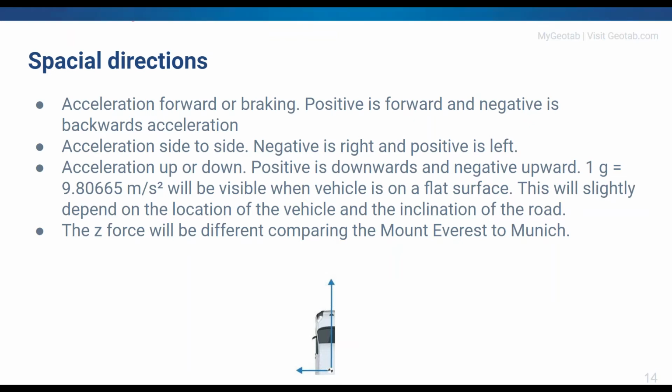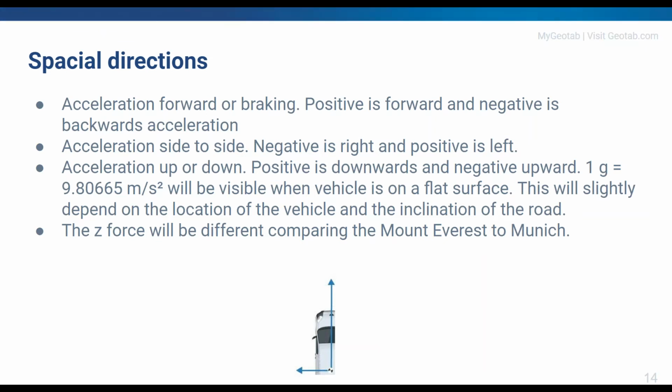If this value is positive, we have a forward acceleration. As soon as you hit the gas pedal, you will notice a positive acceleration value. If you are seeing a negative value, you will have an acceleration backwards, so you're braking in this instance. Then there's the next one, which is acceleration side to side. Here, importantly, if you have a negative acceleration side to side, you have a force to the right.